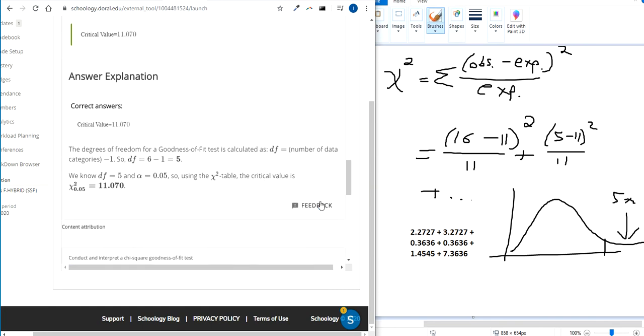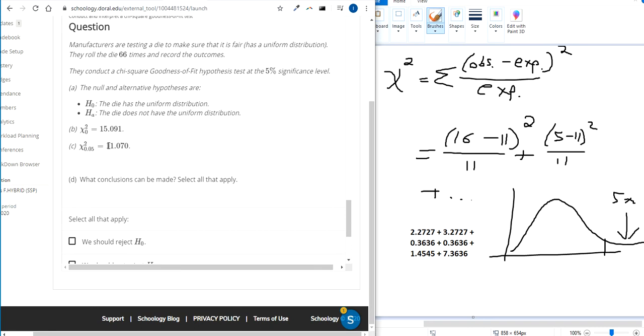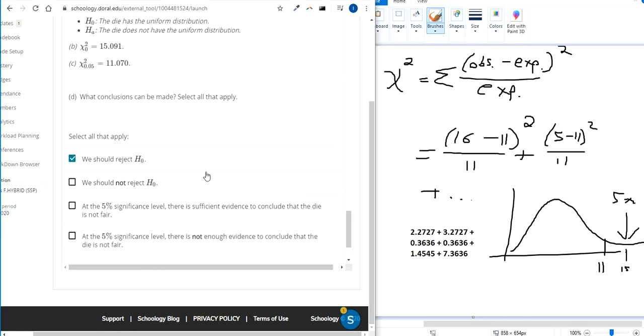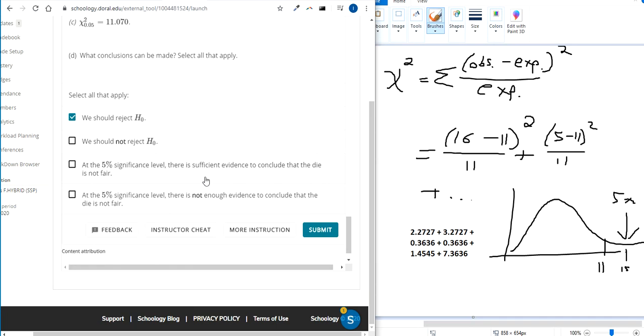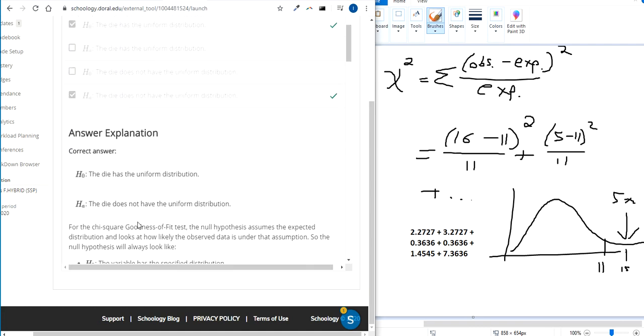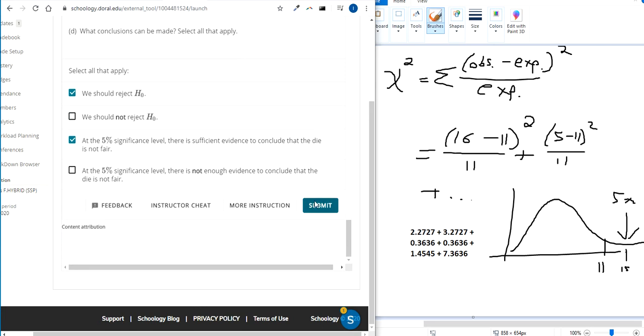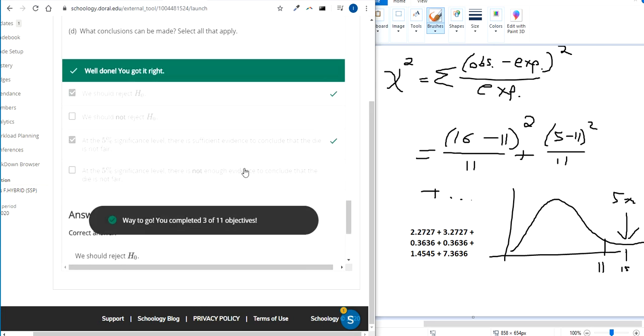And then just like always, you compare the test statistic to the critical value. Since our test statistic is over 15, roughly 15.091, and our critical value was 11, our test statistic is in the rejection region. We should reject H0. At the 5% significance level, there is significant evidence to conclude that the die is not fair. If you go back to our null and alternative hypotheses, the null hypothesis was that the die was fair, that it makes a uniform distribution. The alternative is that the die is not fair, that it does not follow the uniform distribution. So thanks to statistics, we can be pretty certain that the die is doing something wrong.